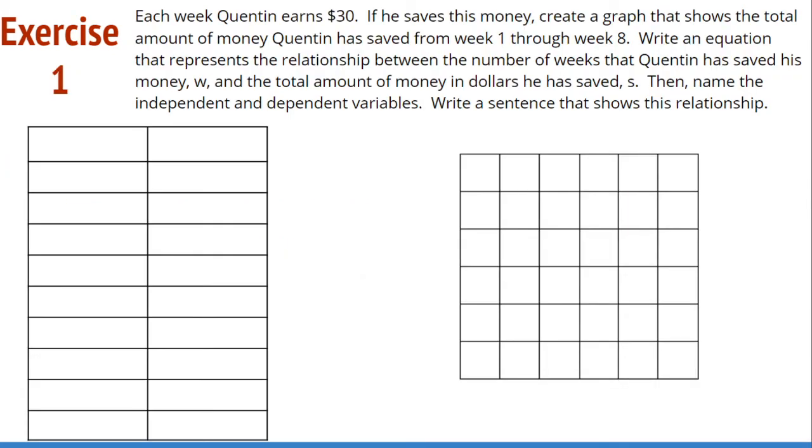All right, let's practice. We've got 3 or 4 exercises here to give this a try with. Each week, Quentin earns $30. If he saves this money, create a graph that shows the total amount of money Quentin has saved from week 1 through week 8. Write an equation that represents the relationship between the number of weeks that Quentin has saved his money, W, and the total amount of money in dollars he has saved, S.